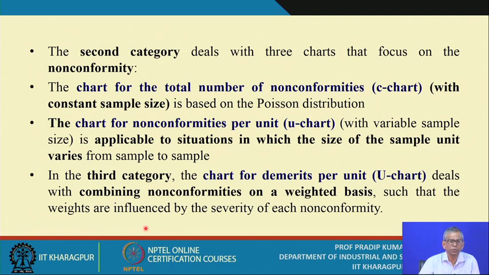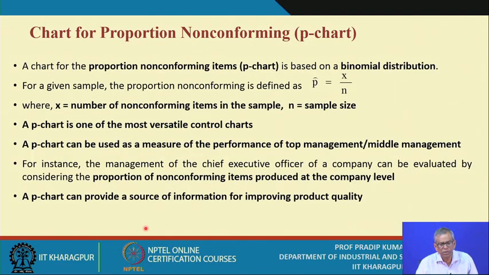Now accordingly, each type of defect you need to consider, and each type of defect is to be weighted. Is it okay? So you need to combine these non-conformities on a weighted basis such that the weights are influenced by the severity of each non-conformity. So this is referred to as the demerits. It's on a per unit basis. That means sample size remains constant, or it could be a variable. So these are the five.